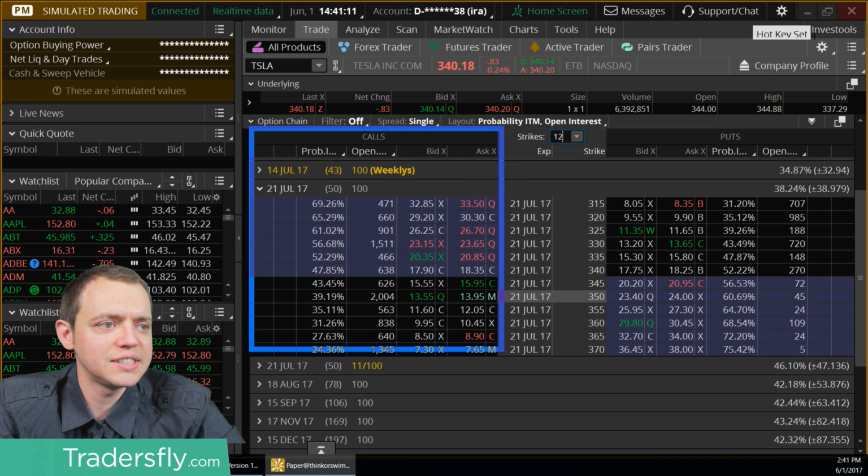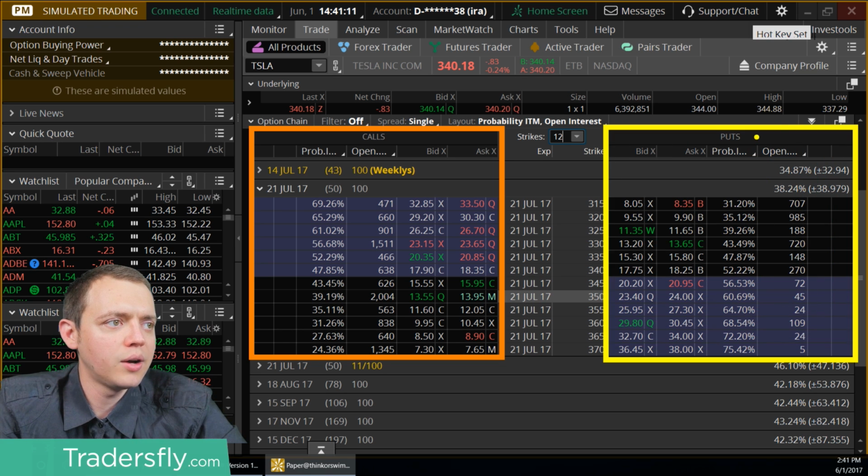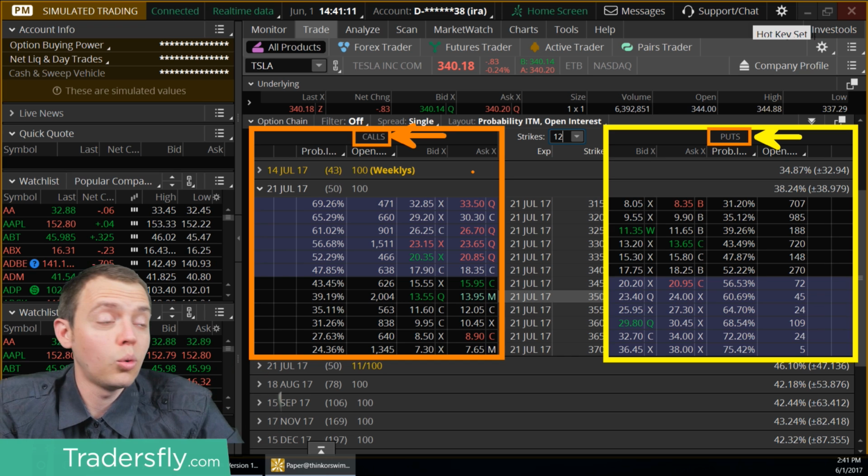Okay, so the left side typically is the calls and the right side is the puts. How do I know that? Well, it says right there, calls, and then this one says calls and then the puts. So you'll see that right there at the top. Sometimes it's a little bit more difficult to find that, but if you're familiar with your trading panel, it'll tell you right there, calls or puts.